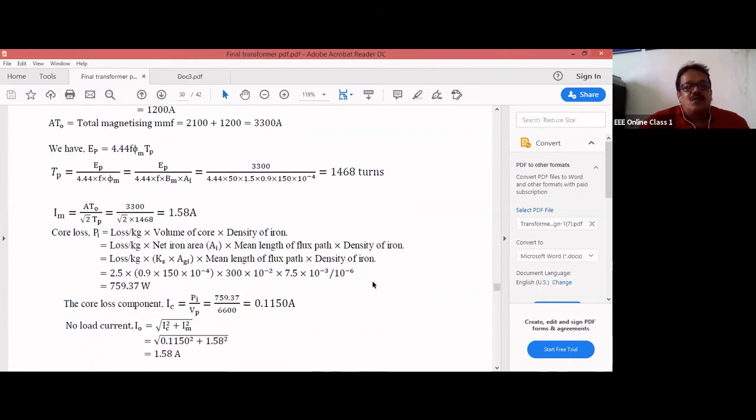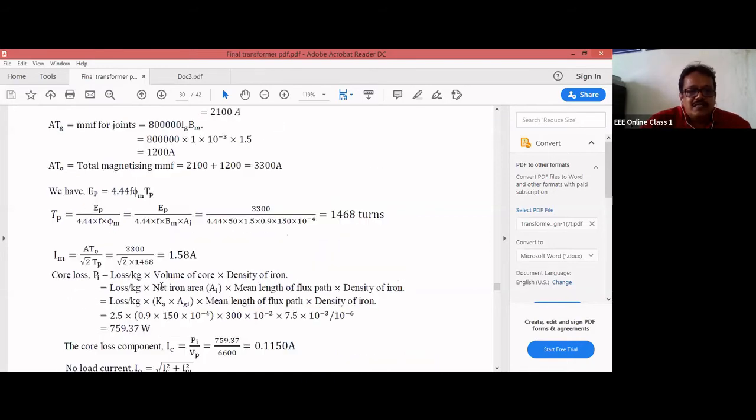Likewise, you calculate for core loss. PI is nothing but loss per kg, volume of the core, and density of the iron. This is the formula. Volume of the core can be done as net iron area AI into mean length of flux path and the density of iron. This net iron area can be done as Ks into AGI into mean length of flux path into density of iron.